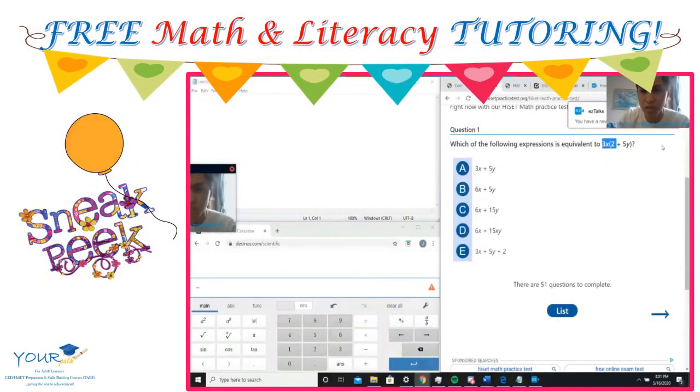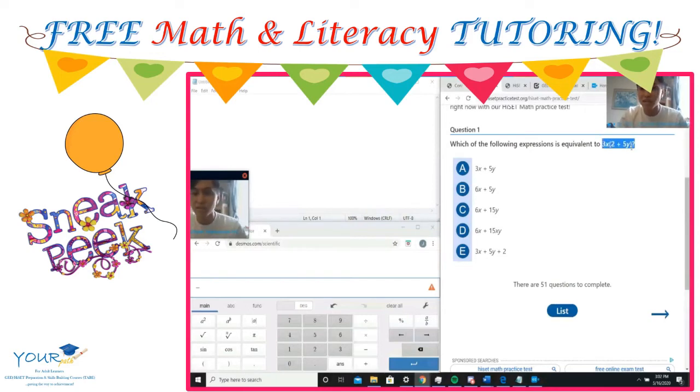Tell me right now, do you think you would be able to answer this question, or do you want me to walk through it with you? So that would be 3 times 2 first. Yeah, which is 6. And then plus 5. 11. So that would be 11xy.